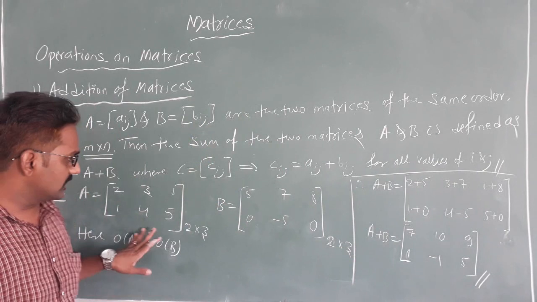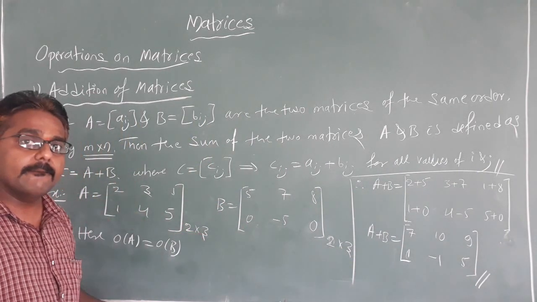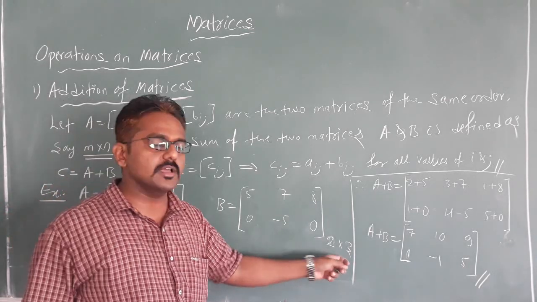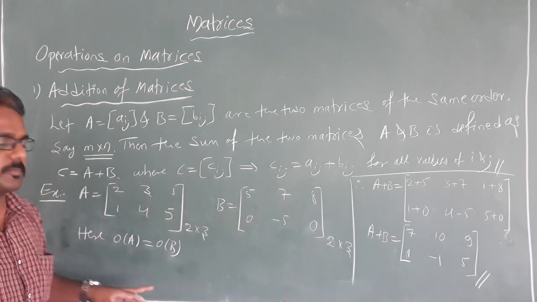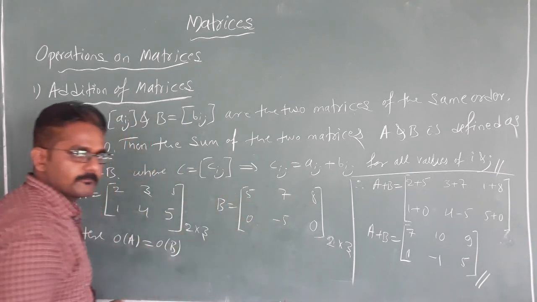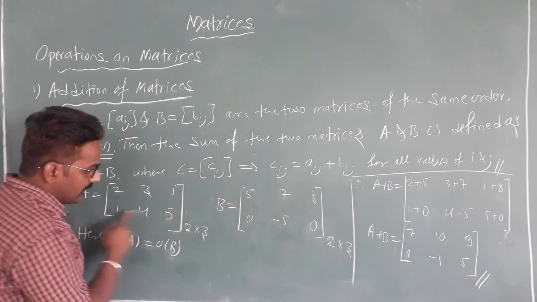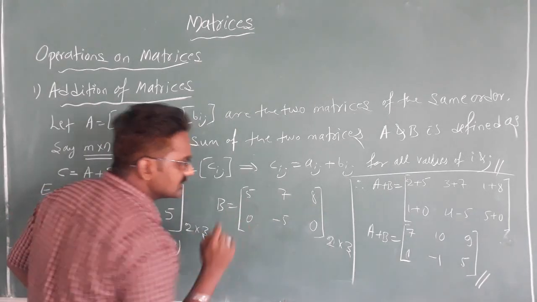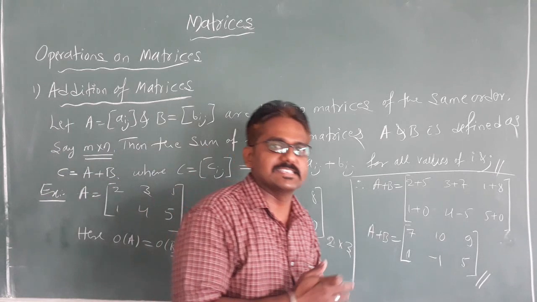See here, first we observe the order of the matrices. Here 2 by 3, here also 2 by 3 matrices. Then we will add the corresponding elements: 2 plus 5, 3 plus 7, 1 plus 8, 1 plus 0, 4 plus minus 5, 5 plus 0. This is the addition of the matrices.